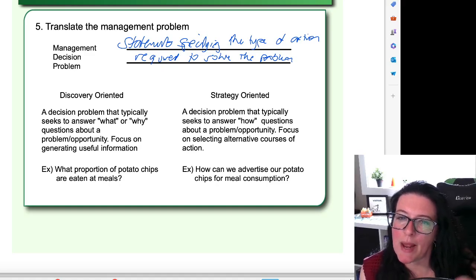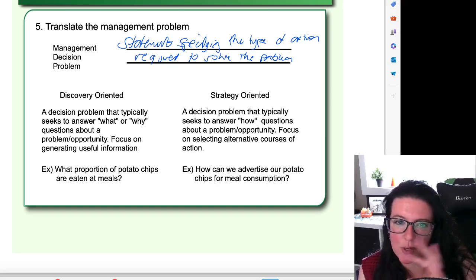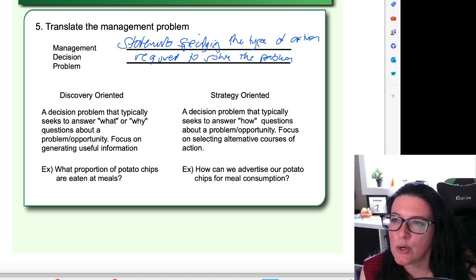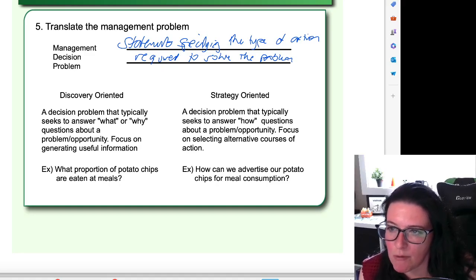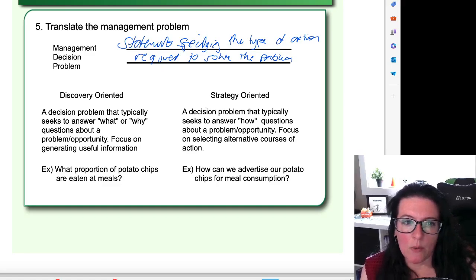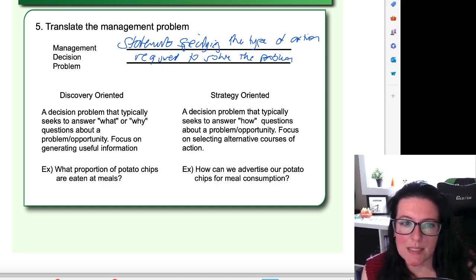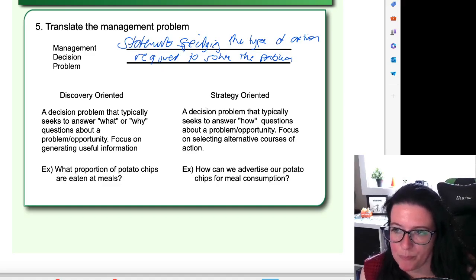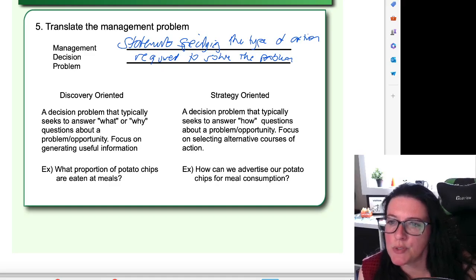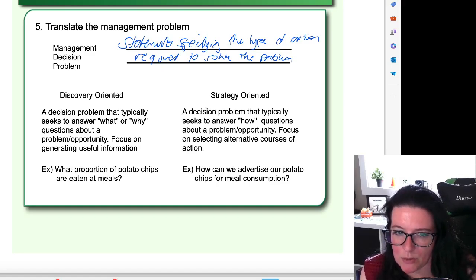Now, when it comes to those management decision problems, the statement specifying the type of action required to solve the problem, those actions can be discovery-oriented or strategy-oriented. Discovery-oriented decision problems are decision problems that seek to answer what or why questions about a problem or opportunity. So they focus on generating useful information. So, for example, what proportion of potato chips are eaten at meals?